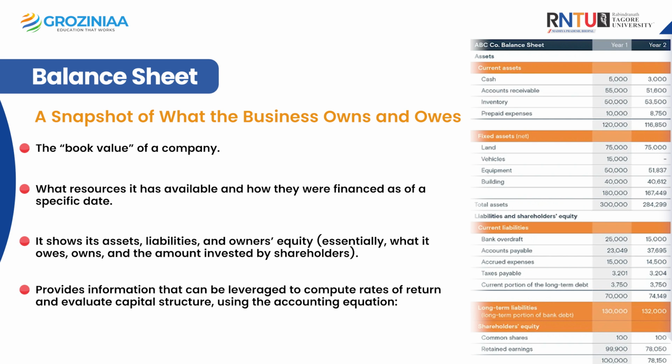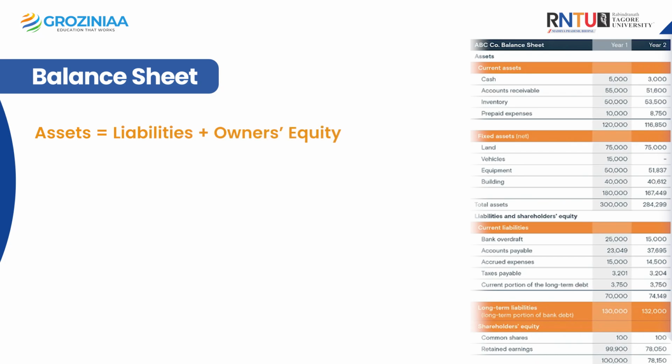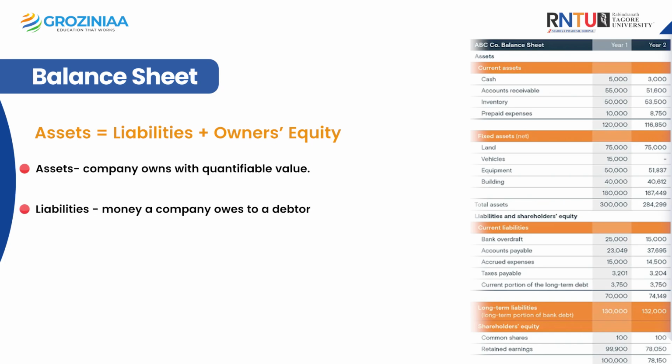A balance sheet also provides information that can be leveraged to compute rates of return and evaluate capital structure using the accounting equation, that is, assets equal liabilities plus owner's equity. Now, what are assets? Assets are anything a company owns with quantifiable value. Liabilities refers to money a company owes to a debtor, such as outstanding payroll expenses, debt payments, rents, and utilities, bonds payable, and taxes.